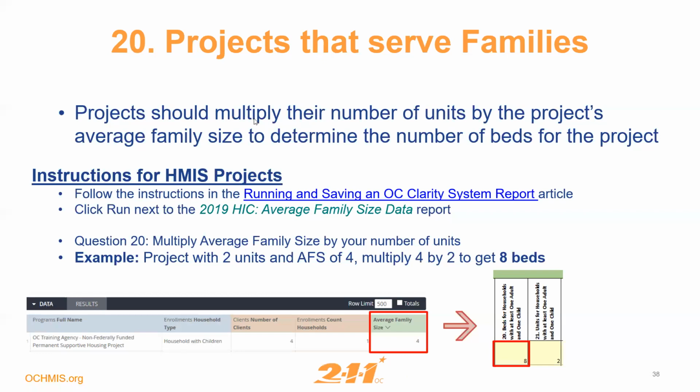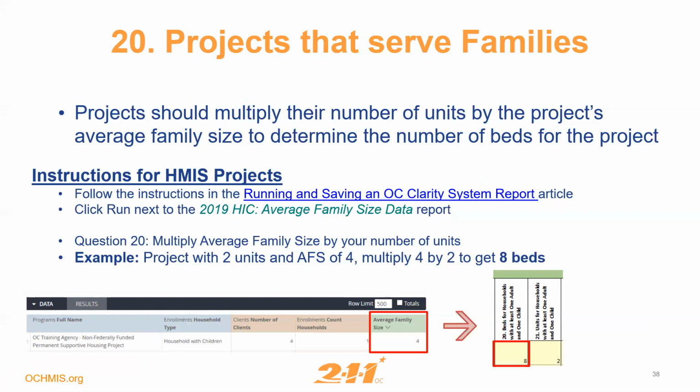But just to go back to how you will be getting at the number of beds for question 20 for projects that serve families, what you do is multiply the project's average family size by your number of units. So you're going to be running the 2019 HIC average family size data report, and you will get a report return that looks like this screenshot here. So if you see in this screenshot, they have the OC Training Agency Non-Federally Funded Permanent Supportive Housing Project. And this project serves families. And this project has an average family size of 4.